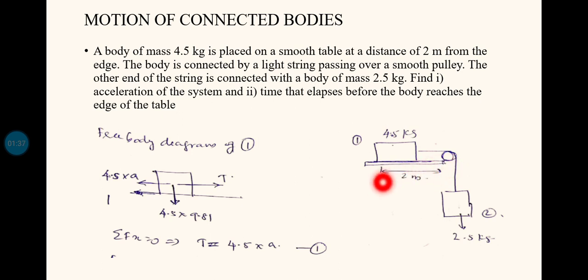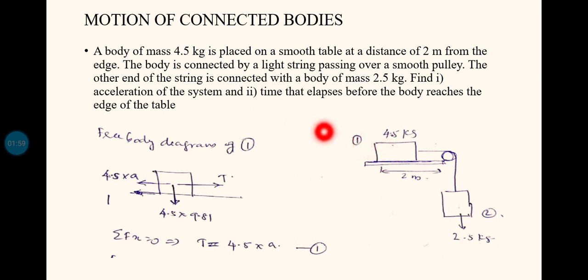Next is, the body is connected by a light string passing over a smooth pulley. You can see a string passing over a smooth pulley, and the other end of the string is connected with a body of mass 2.5 kilogram. The mass of this second body is 2.5 kilogram. Here the mass of the first body is 4.5 kilogram. Find acceleration of the system.